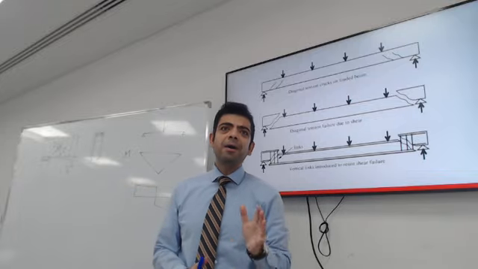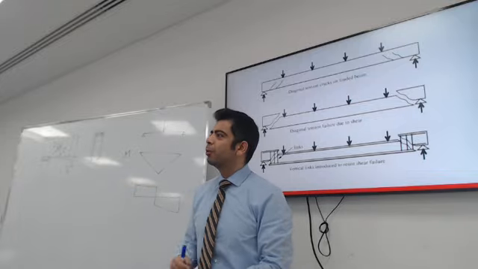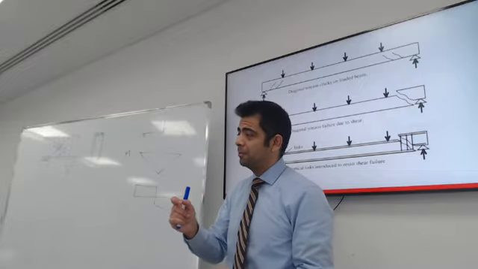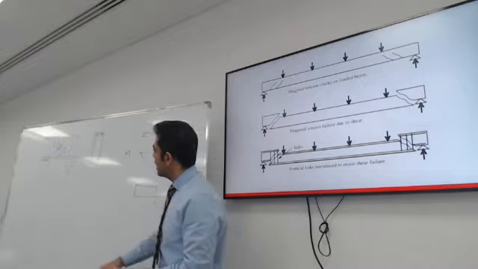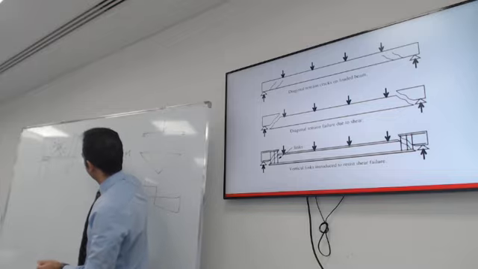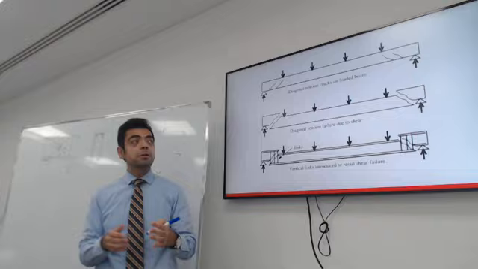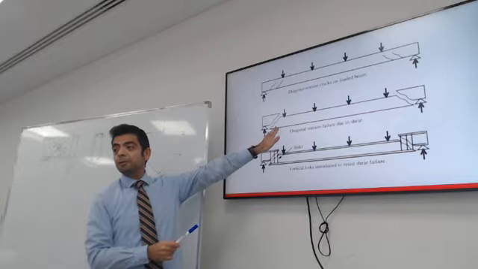What is a beam unreinforced in shear? Or a beam with no shear reinforcement? It doesn't have stirrups. If a beam has bottom reinforcement, top reinforcement, and no stirrups, this is called unreinforced in shear. This is a shear failure.